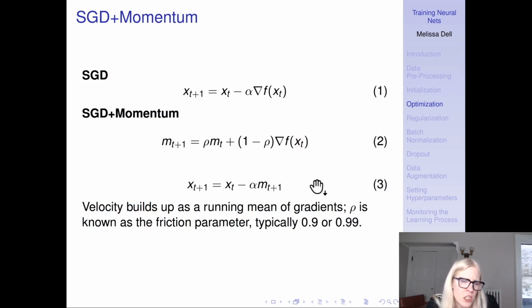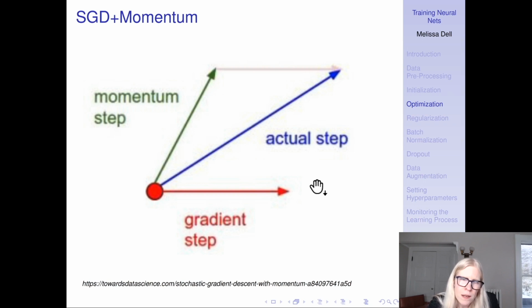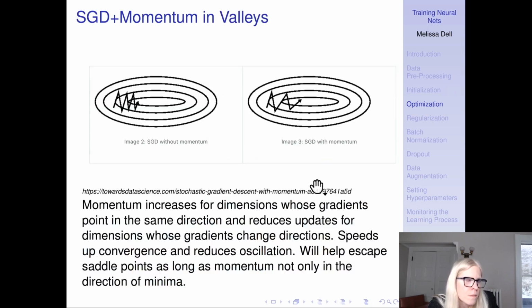And so how do we address this challenge of pathological curvature plus saddle points? Essentially what you can do is add a momentum term to stochastic gradient descent, where you build up velocity as a running mean of gradients. And rho here is known as the friction parameter. We would typically set it to either 0.9 or 0.99. Okay, so you take a gradient step as you would with stochastic gradient descent, but then you also have a momentum step, which is from this running mean of your past gradient, and that gives you your actual update.